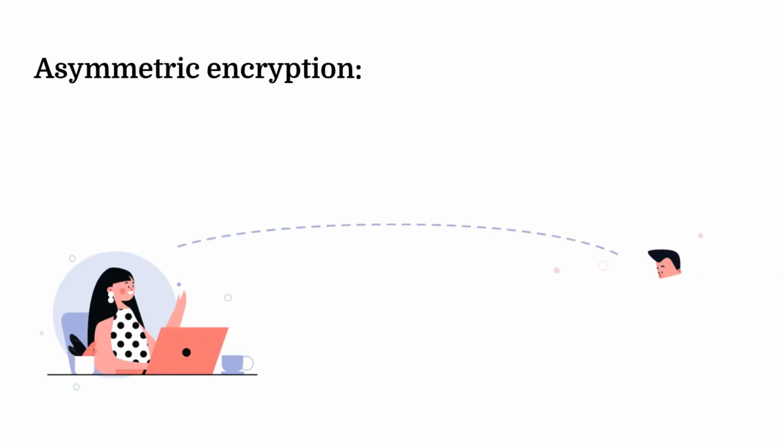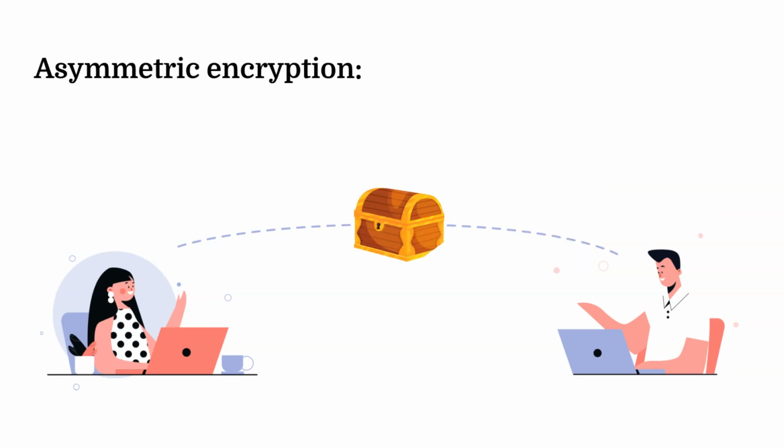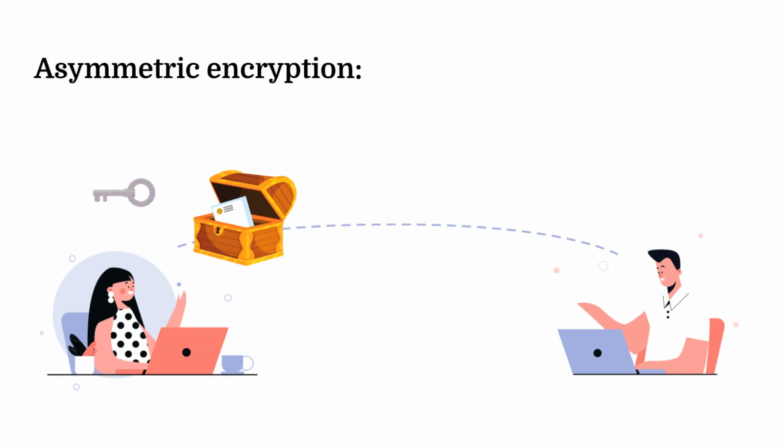Asymmetric encryption, on the other hand, is like having a pair of keys. One key can lock the message, but only the other key can unlock it. It's like a mailbox where anyone can drop a message inside, but only the person with the correct key can access the message. This way, the sender can ensure that only the intended recipient can read the message.